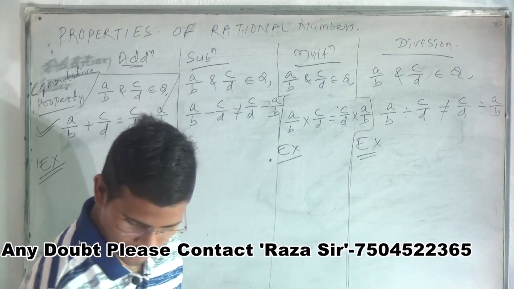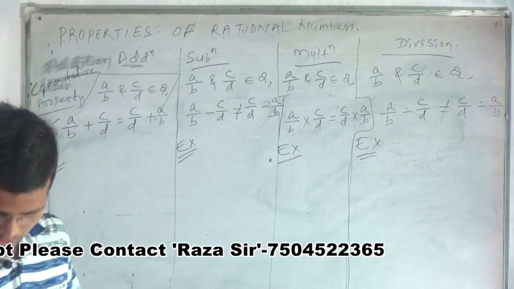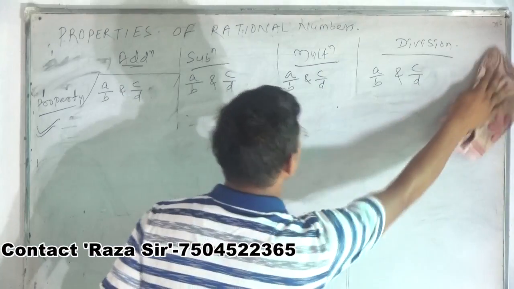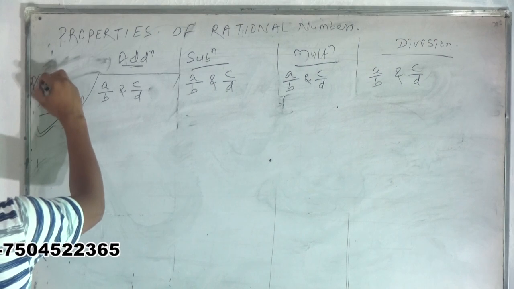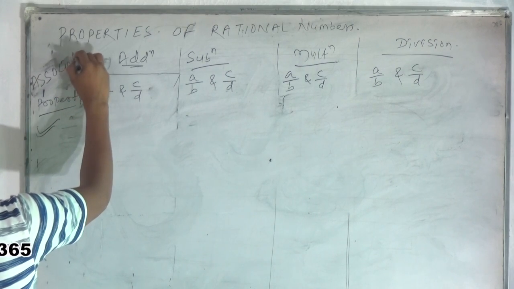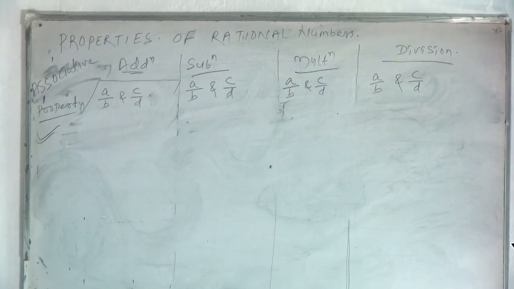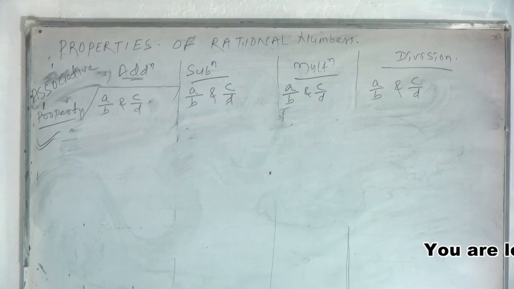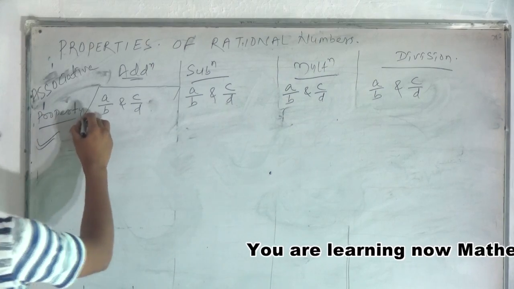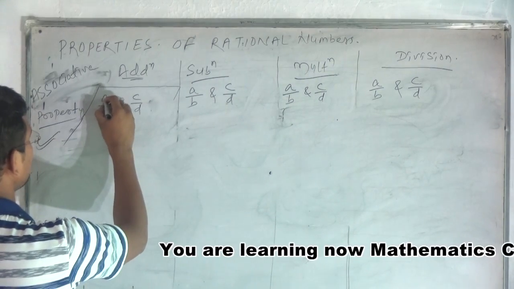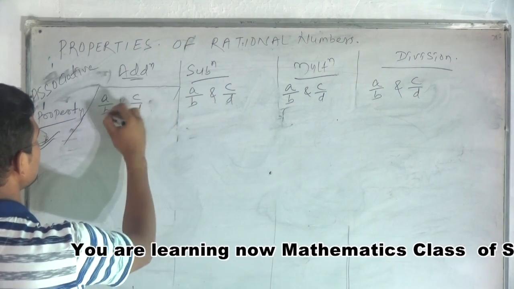Okay. Then another thing is associative property, associativity. In the case of associative property, we will take at least three rational numbers.